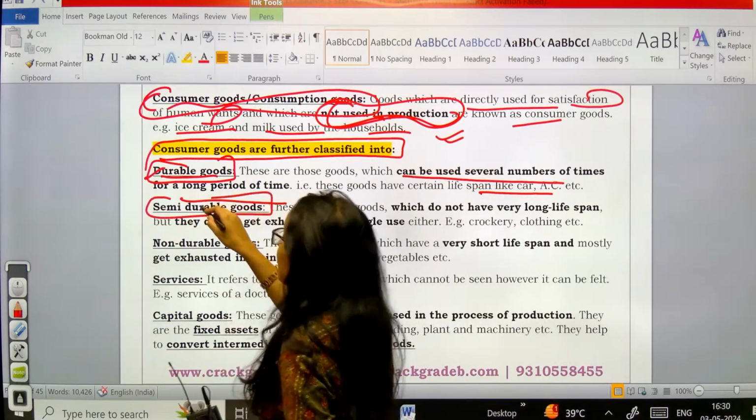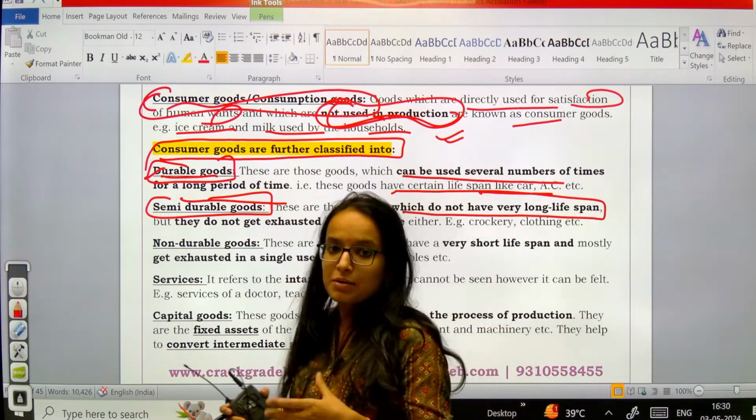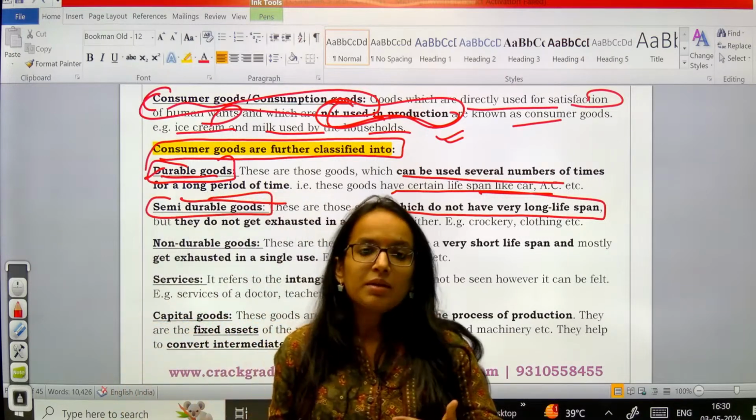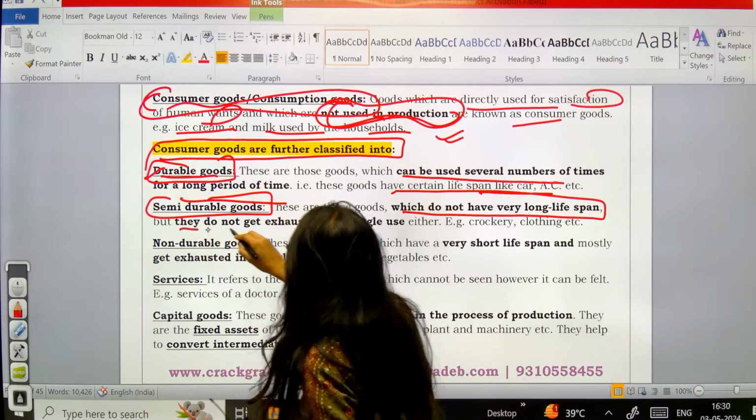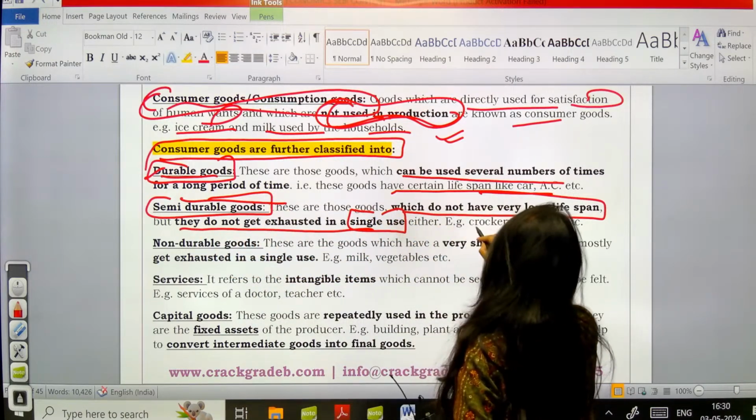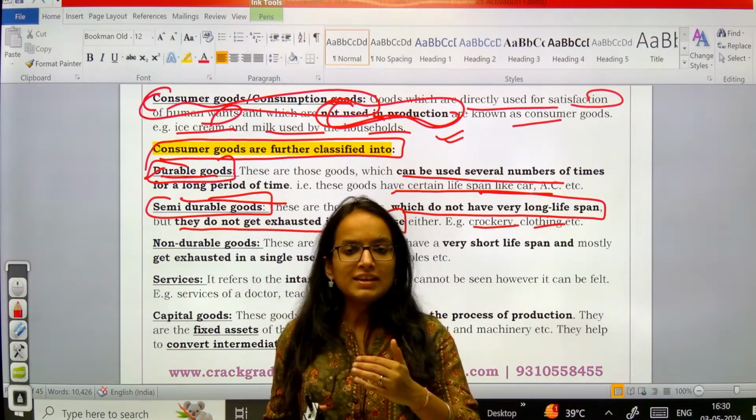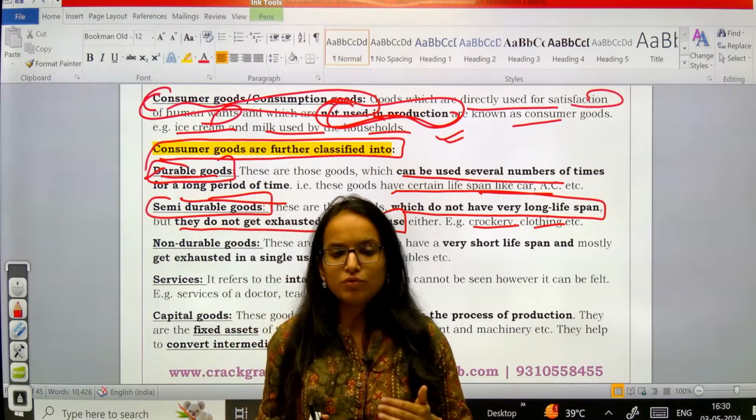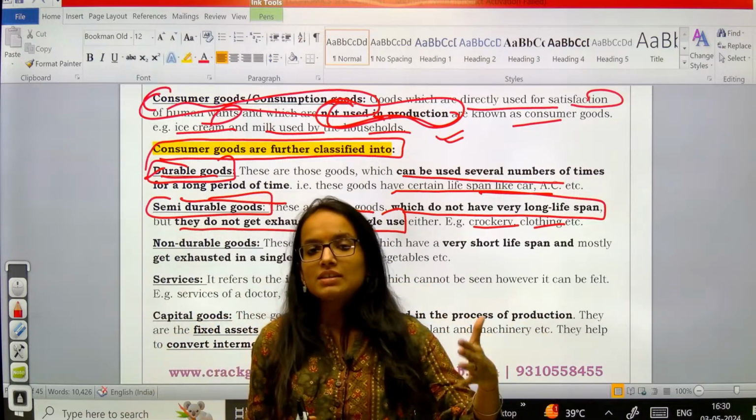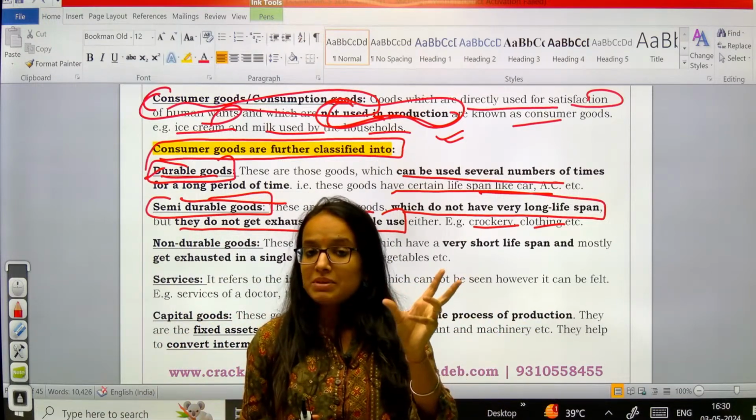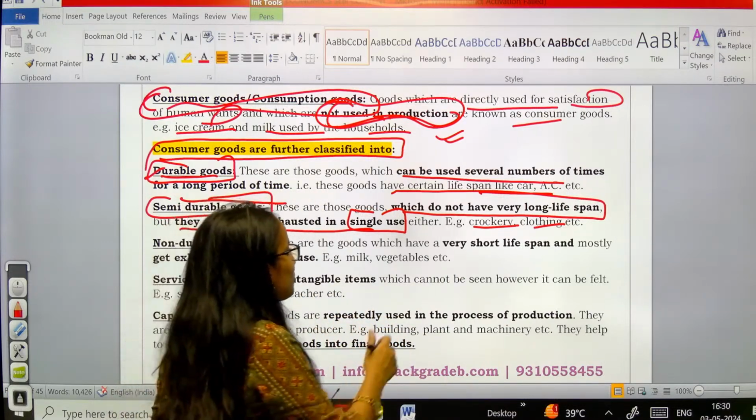Then semi-durable goods. Semi-durable goods are those goods which do not have a very long lifespan as compared to durable goods, but you can use them repeatedly and they do not get exhausted with repeated use, right? They do not get exhausted in a single use, like crockery, clothing, etc. Okay, crockery we use at home, so it is not that you used it 2-3 times and then it broke. If we do not use it carefully, it will break. But crockery, and then clothing, all these are semi-durable goods. Their lifespan basically depends on your method of using them, and the care which you provide to them.